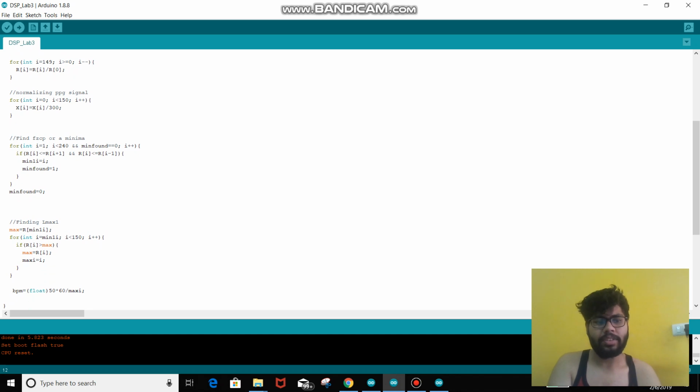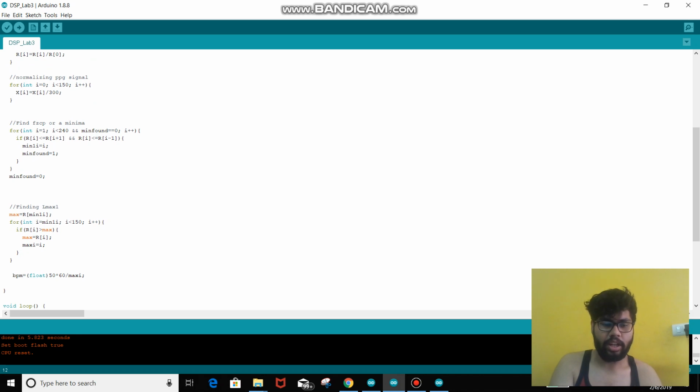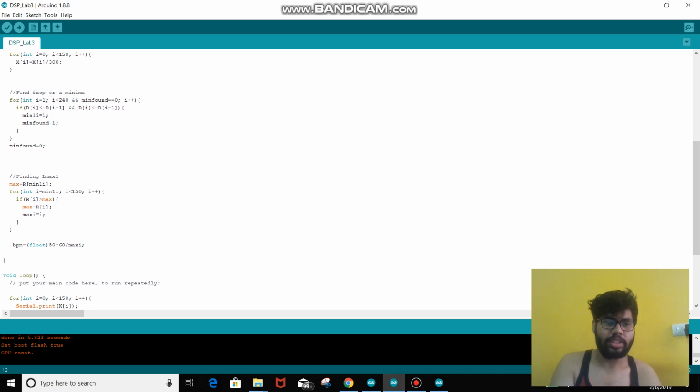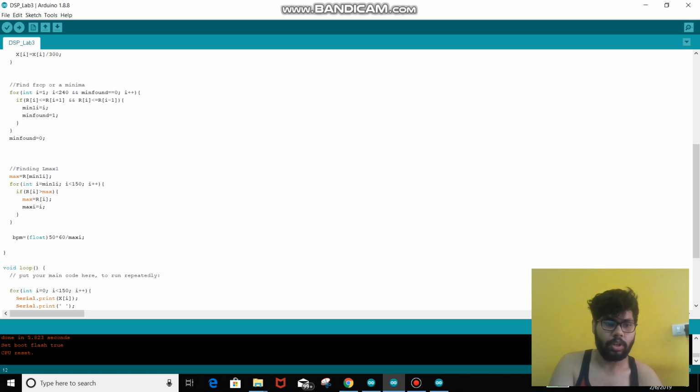After the first minima has been found, we theoretically create a window from that point to the end of the array, and we try to find the global maxima there. That has been done here, and as we find the global maxima, we store the index of that point in this variable max I. That is the distance that will give us Lmax1.